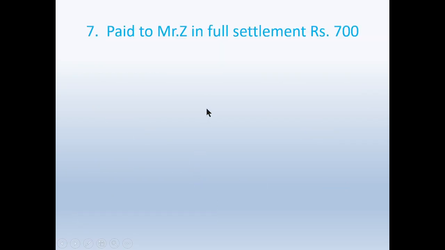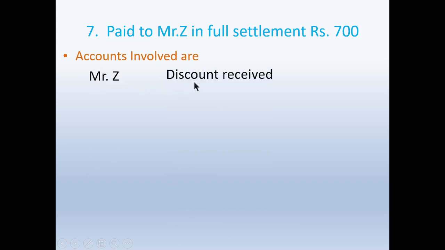Next, paid to Mr. Z full settlement rupees 700. In the previous example, there was 1,000 rupees purchase, in that 200 returned. So net amount to be paid is 800, but we paid 700 and it is for full settlement. So no balance is there. So what are the accounts involved? Mr. Z, to whom we paid the amount, but not the total 800 rupees. Only 700 paid for full settlement. So 100 rupees is our gain. That is called a discount received by the business from Mr. Z. So discount received, and what we paid? Cash.